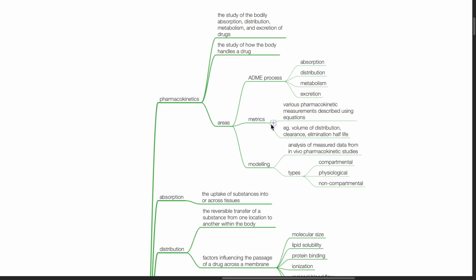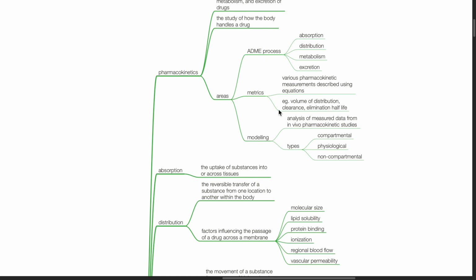Metrics. Various pharmacokinetic measurements are described using equations such as volume of distribution, clearance, and elimination half-life. Modeling. Analysis of measured data from in vivo pharmacokinetic studies. Types of modeling include compartmental modeling, physiological modeling, and non-compartmental modeling.